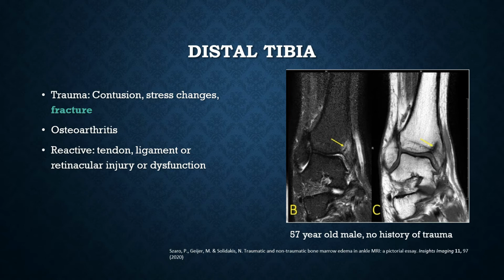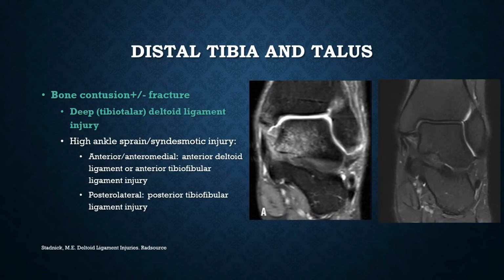You may or may not see a fracture line with a stress injury or contusion. In this case, we do, and we'll talk in a moment about the soft tissue injuries in this region that can be associated with this pattern. Often you'll see kissing contusions between the distal tibia and talus.